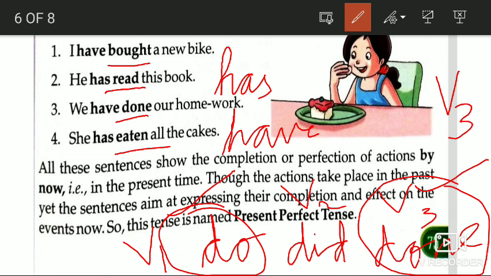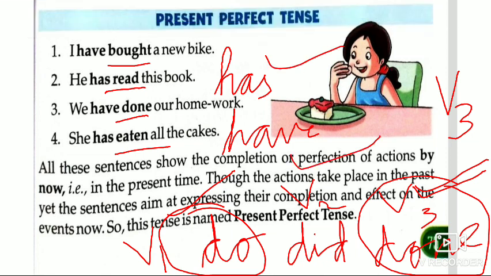You will add either s or es in the present indefinite tense. And in the present perfect tense, the verb has to be in the third form of verb, or V3. The third form of verb will always be used in the present perfect tense. And if it is singular, you will add has. If it is plural, you will add have. Those are the things that you need to remember.